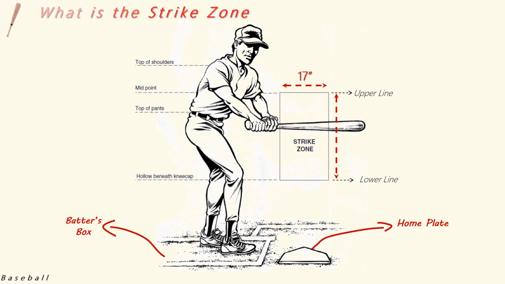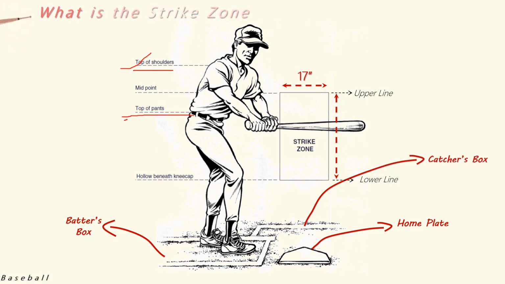So if we see in this picture, this line is the top of the shoulders of the batter, this is the top of the pants of the batter, and this is the midpoint between these two lines. So our upper horizontal line will be like this. Now the second line, which is the lower line, is the line from the hollow beneath the kneecap, and this is that line.